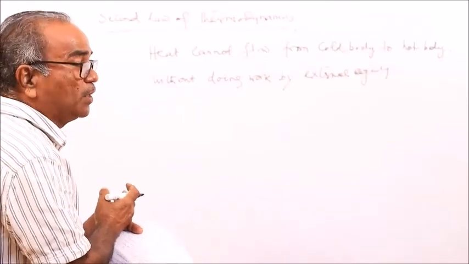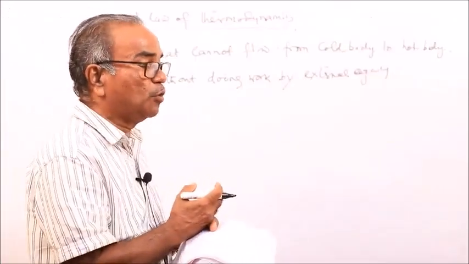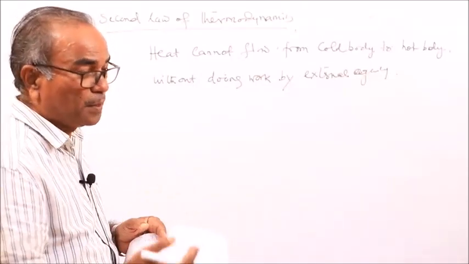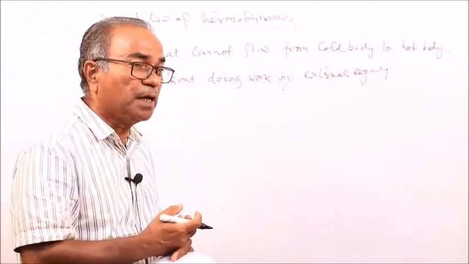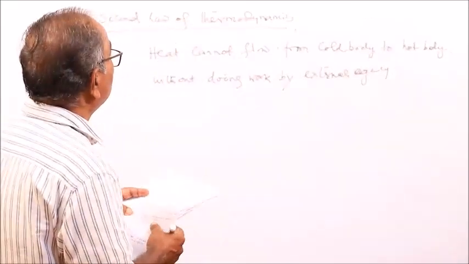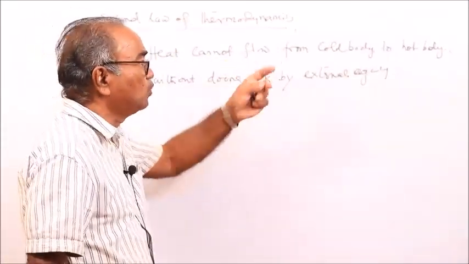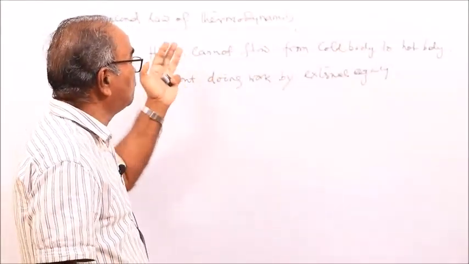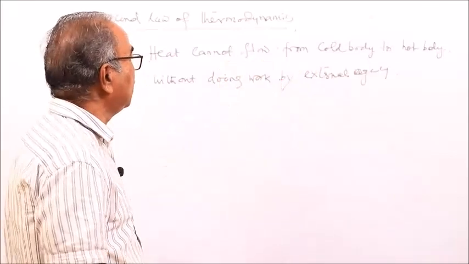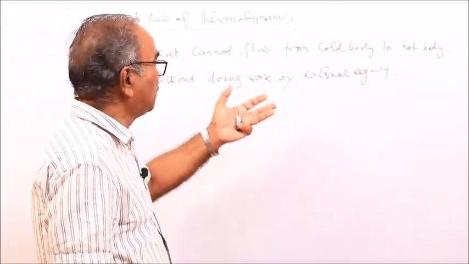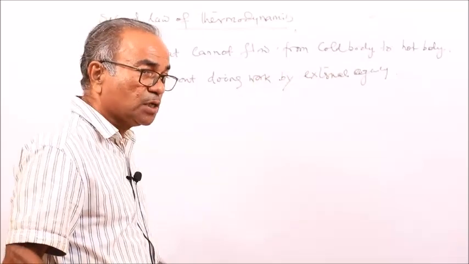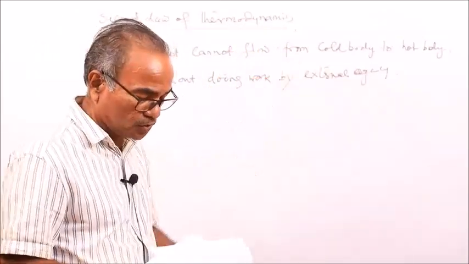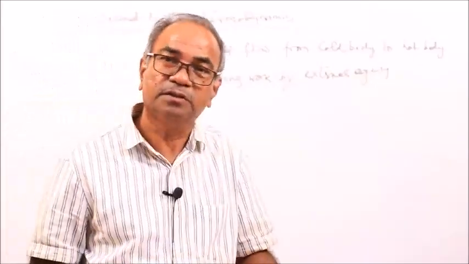We know that water will never flow from low pressure to high pressure by itself. If you want to lift water from low pressure to high pressure, you have to take the help of a pump. Similarly here, heat always flows from a hot body to a cold body. So if you want to flow heat from a cold body to a hot body, you have to take the help of an external agency. By doing some work, you can flow heat from a cold body to a hot body. So that is the second law of thermodynamics.